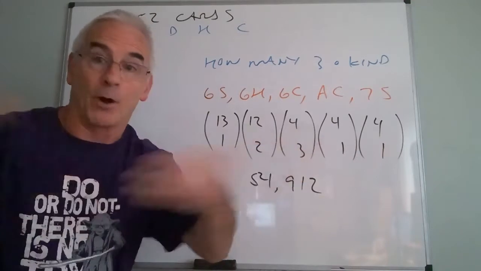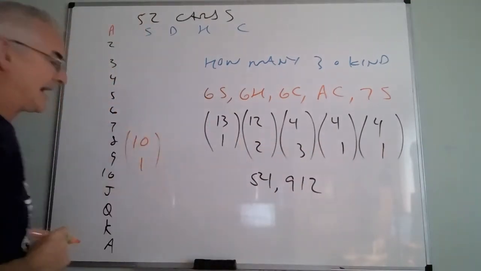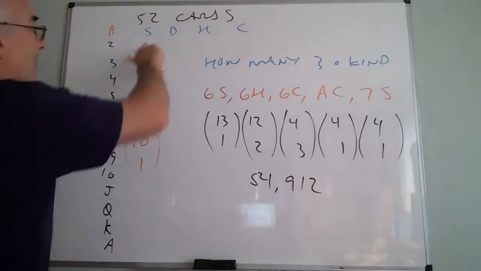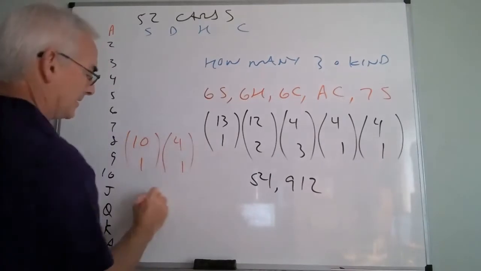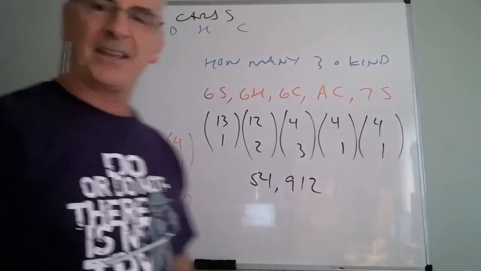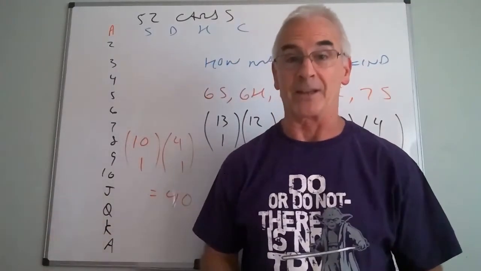Now, a straight, all the suits are different. So I have 10 ways to have the ordering of a straight, and then I have 4 choices for the suit. There are exactly 40 out of 2.6 million that are straight flushes.